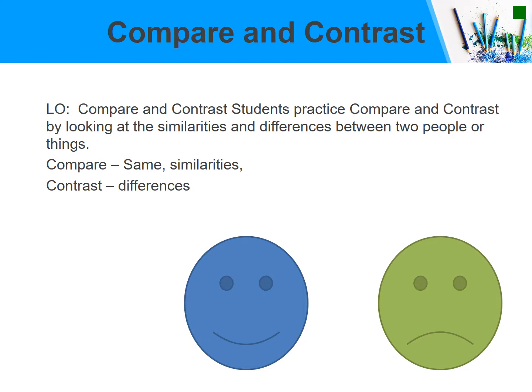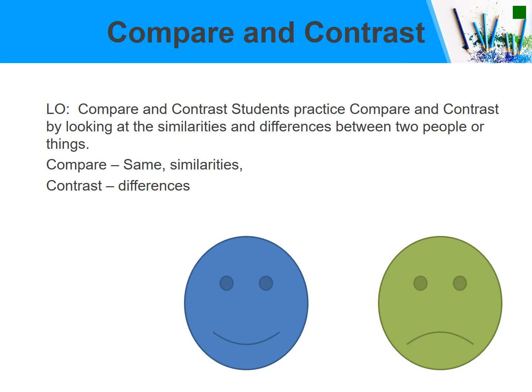Now look at the two faces here. Let's first compare them. When you compare these two faces, what do you see same? They both have a circular face. They both have two eyes. And then they have a mouth as well. So these are the similarities. These are same.